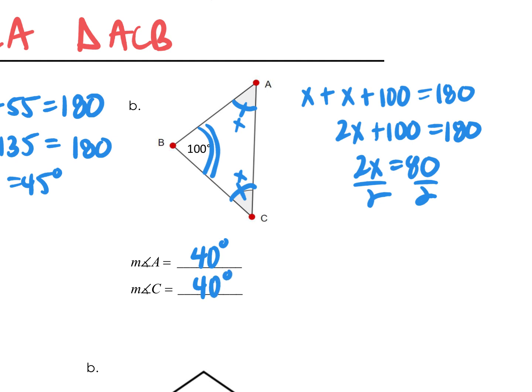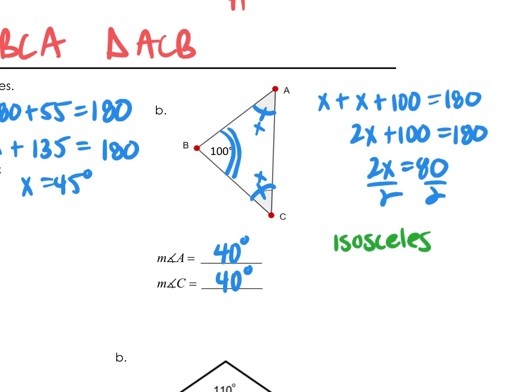Some of you might recognize this type of triangle. That is an isosceles triangle, which we're going to define in a little bit. Isosceles, that's hard to spell. Okay, so we're going to formally define that in a little bit, but hopefully some of you at least recognize that.